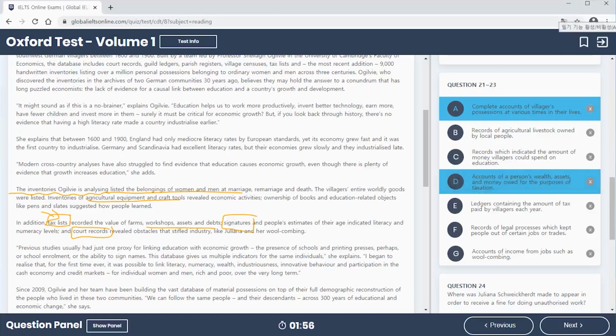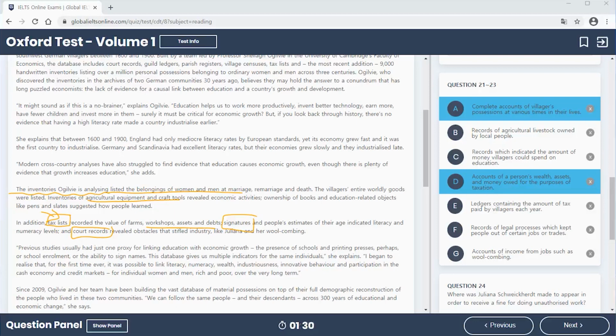E, ledgers containing the amount of tax paid by villagers each year. It doesn't say anything in the tax list about how much tax they pay each year. It just says the value of their possessions for tax purposes, so it's not going to be E. F, records of legal processes which kept people out of certain jobs or trades. So let's have a check for this.